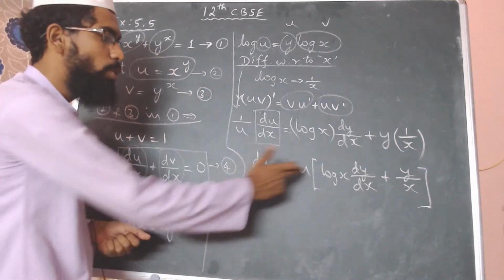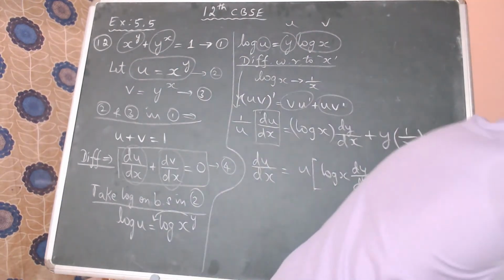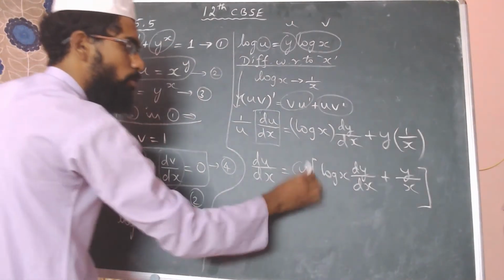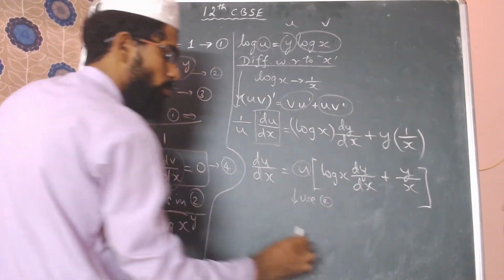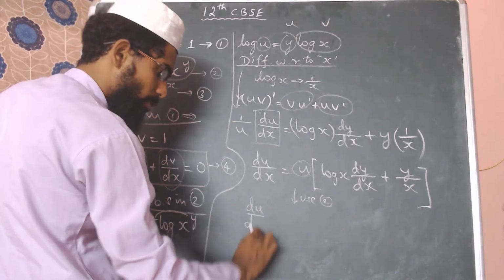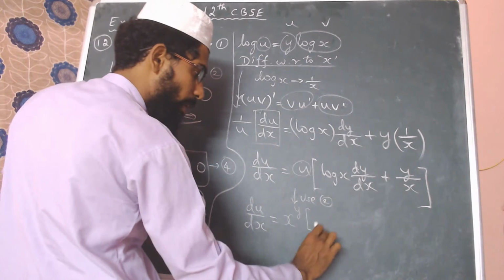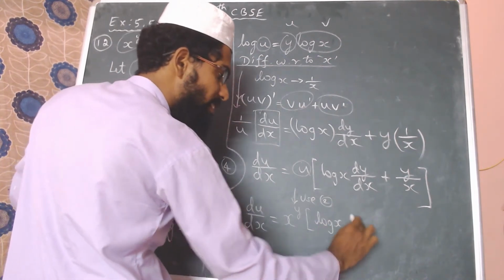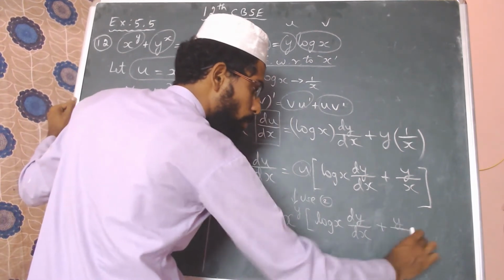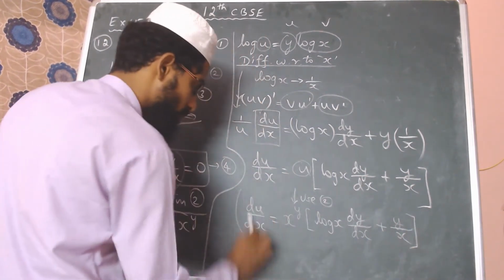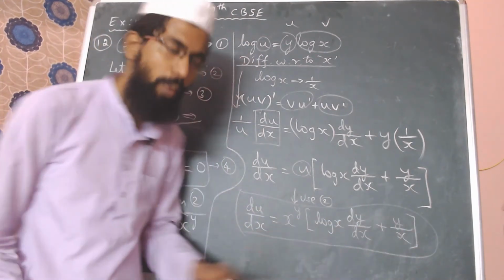Now what is my u actually? My u is nothing but x power y. So in the place of u, I can substitute from equation 2. So du by dx equals x power y into (log x into dy by dx plus y by x). So this is my du by dx.